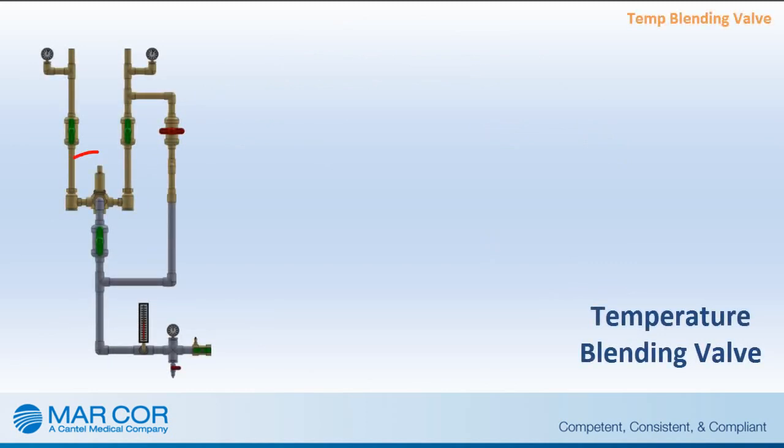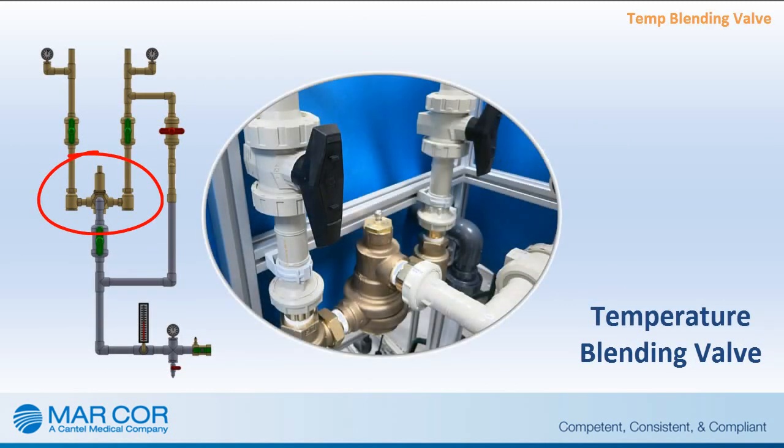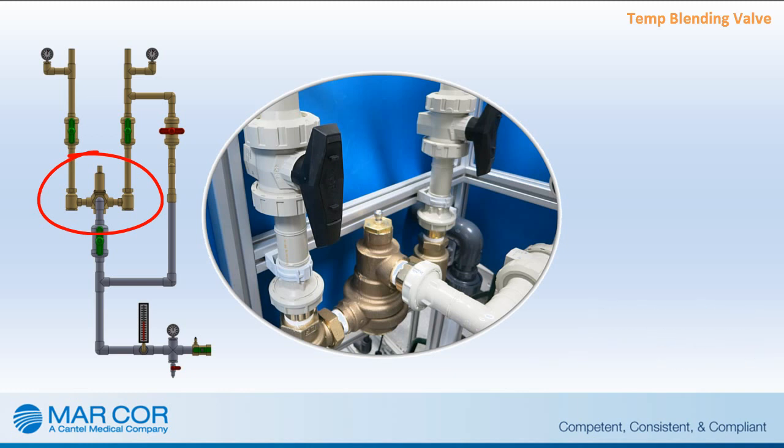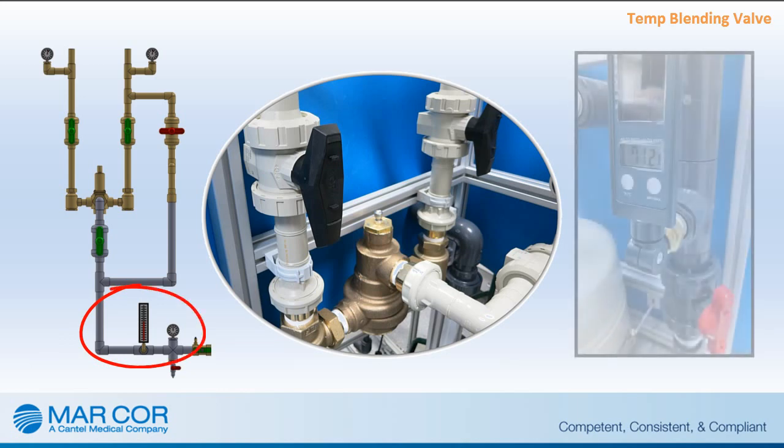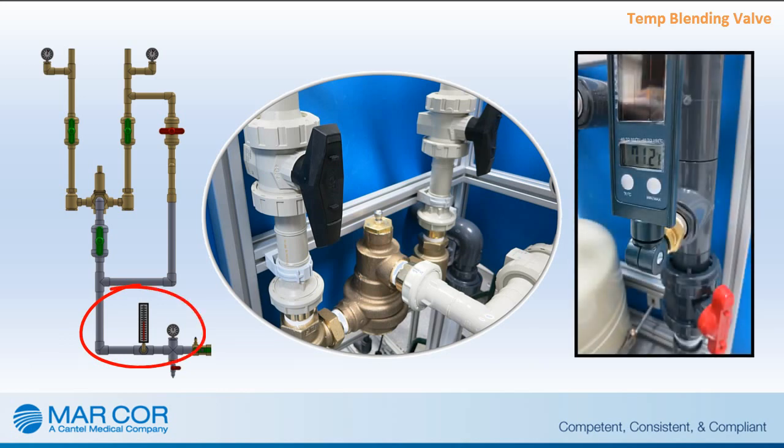The temperature blending valve mixes hot and cold incoming water to a fixed, predetermined temperature. The ideal temperature is 77 degrees Fahrenheit or 25 degrees Celsius. The blending valve will help achieve optimal performance for the reverse osmosis machine and protect other water treatment equipment, RO membranes, and dialysis equipment from excessive temperatures. A thermometer after the blending valve will indicate the incoming feed water temperature. Record the temperature gauge readings on the pretreatment log sheet.